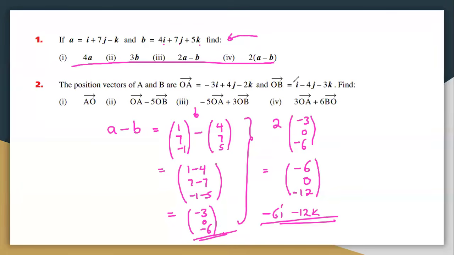Yes, sir. I have a question. If we have been given the answer and I've got it, am I supposed to include the unit vector, like I have 0 in the middle there, -6i, 0j, and negative 12k? What if I just ignore the 0j, and say -6i and then -12k? Am I correct?